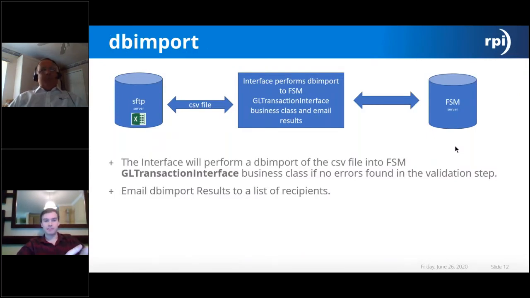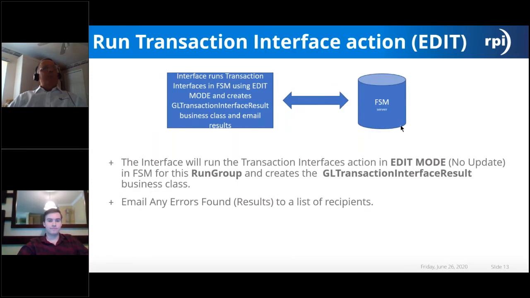Then we have the DB import. This is pretty straightforward. Assuming no pre-validation errors exist, the file is imported into the GLTransactionInterface business class. Then after the import, we perform a transaction interface action in edit mode. This enables us to see the results of an upload without actually updating anything, and it then analyzes the results and notifies the user of any errors.